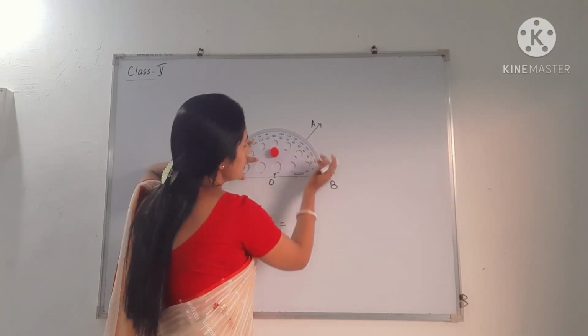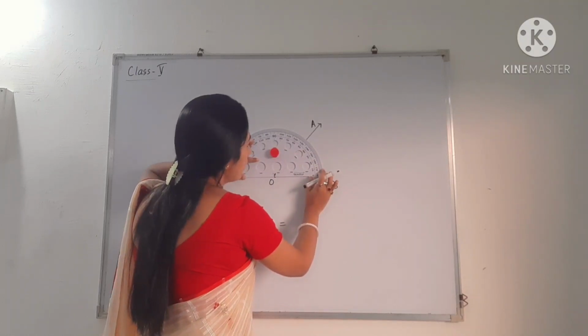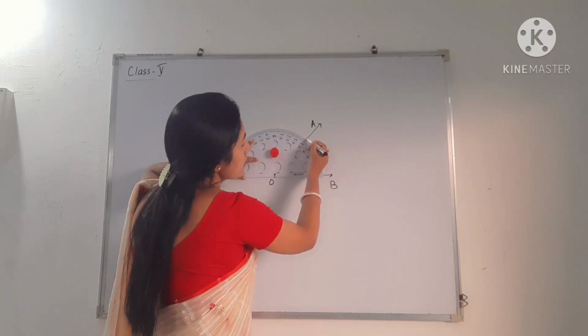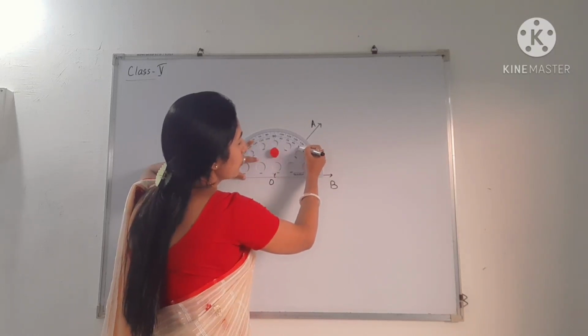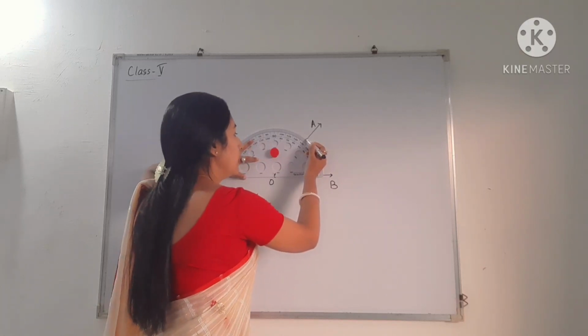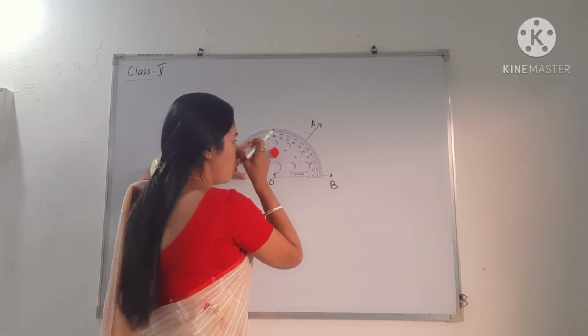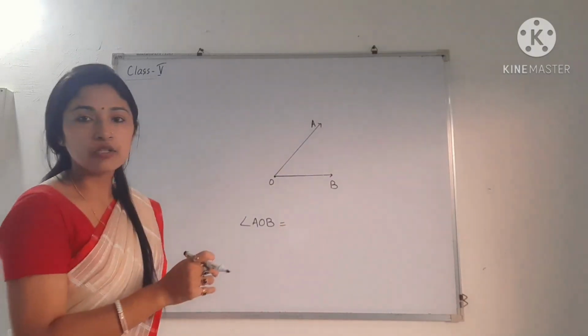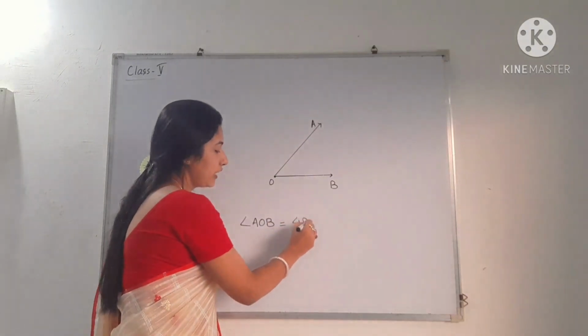Then here you can see that the measure of this angle I am getting here. Okay, it is 1 less than 50 degree. Okay, it is 50 but 1 less than. If you clearly see here, I am getting 1 less than 50 degree. So 1 less than 50 degree means what? We have to write 49 degree.